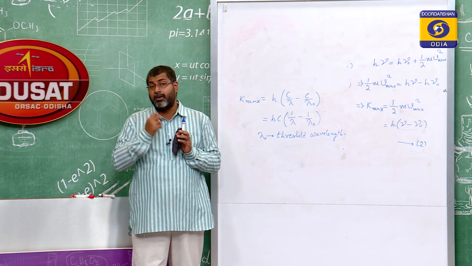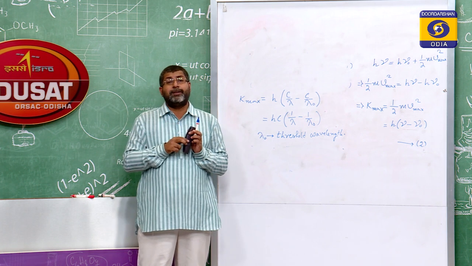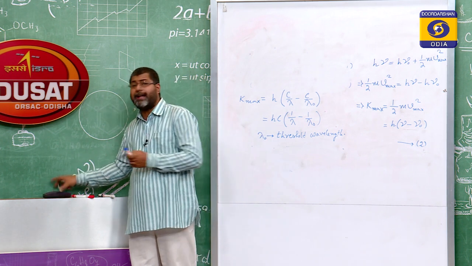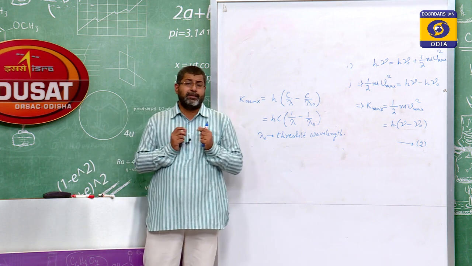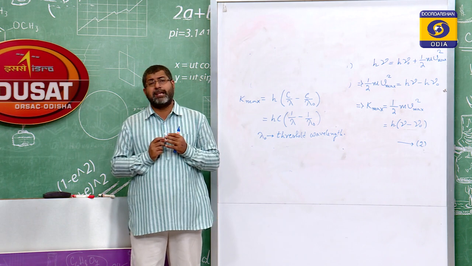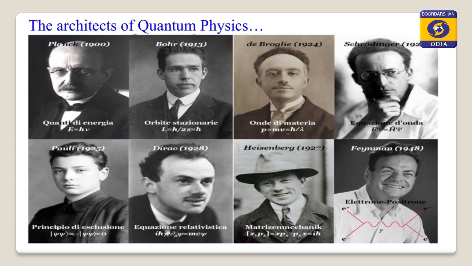Now, there is not only Einstein, there are several other architects who pioneered his thoughts and ideas to set up the stage for quantum mechanics. A few of them were Max Planck, Bohr, de Broglie, Schrödinger, Pauli, P.M. Dirac, Heisenberg, and lastly Feynman.